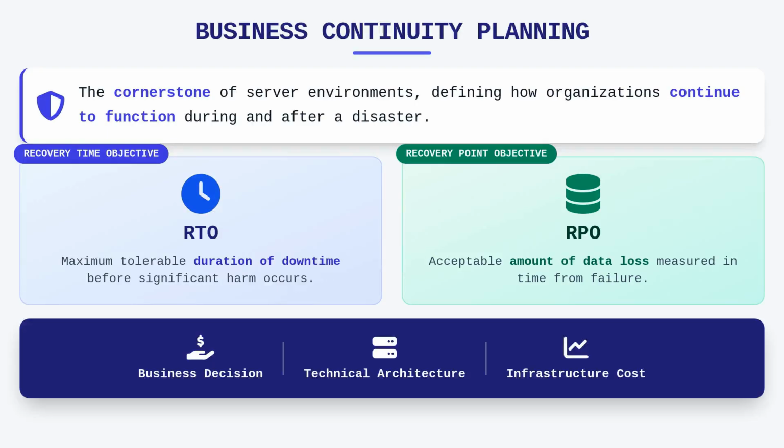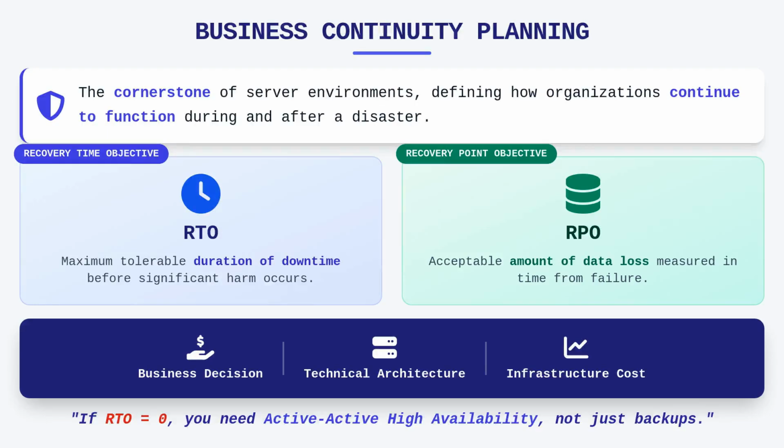Setting these requirements accurately is a business decision rather than a purely technical one, because lower RPO and RTO values require significantly more expensive infrastructure. You must understand these concepts deeply because they dictate the architectural choices you make regarding storage and site replication. If the business requires an RTO of 0, you are no longer looking at simple backups but at active high availability systems.